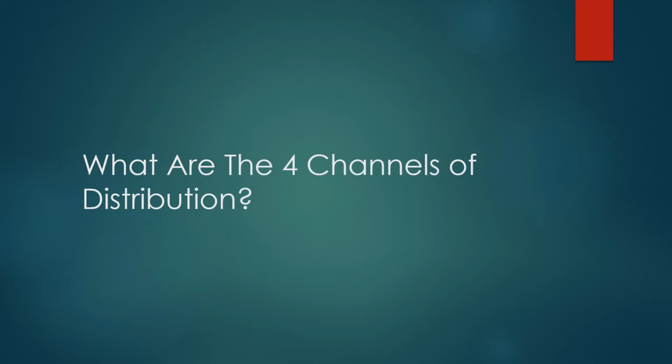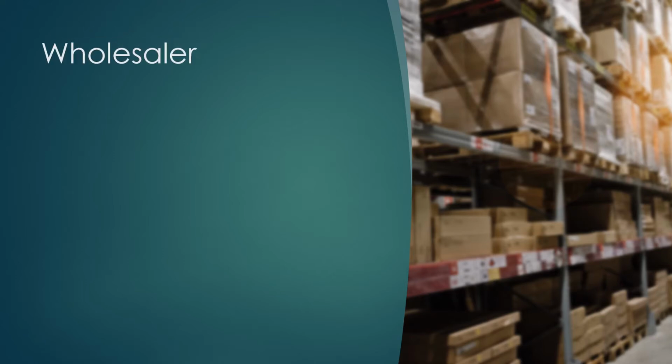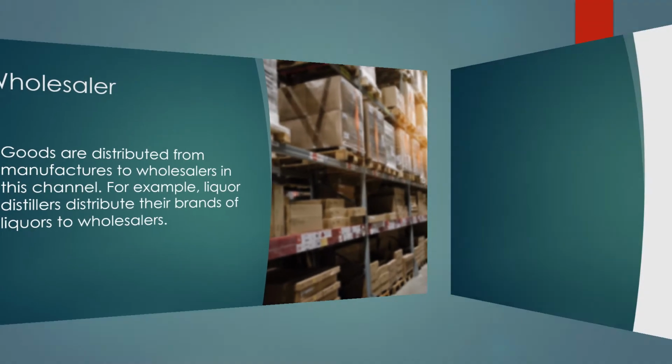What are the four channels of distribution? Number 1. Wholesaler. Goods are distributed from the manufacturer to the wholesaler in this channel. For example, a liquor distillery distributes its brand of liquor to a wholesaler.